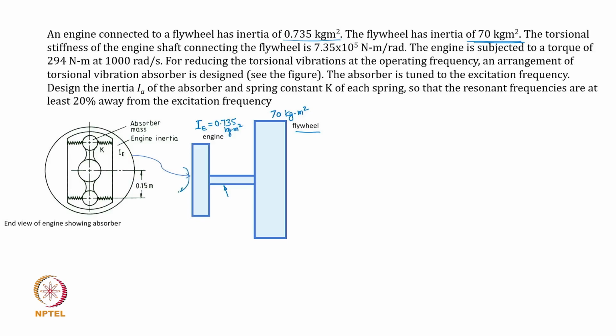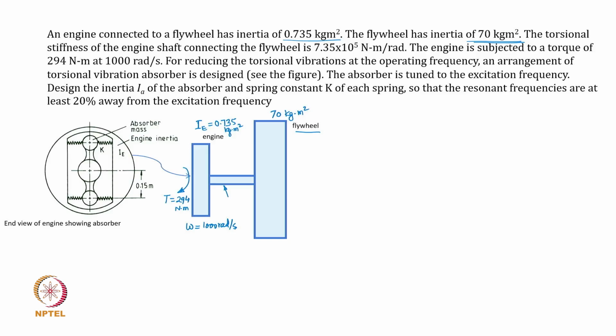So the excitation torque here is 294 Newton meter, okay, at 100 radians per second. So your excitation frequency is 1000 radians per second. That's what has been given. And the amplitude of the excitation torque is 294.